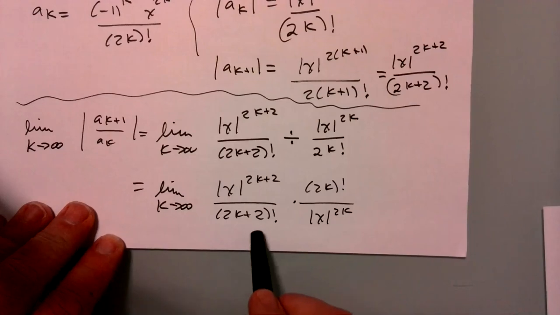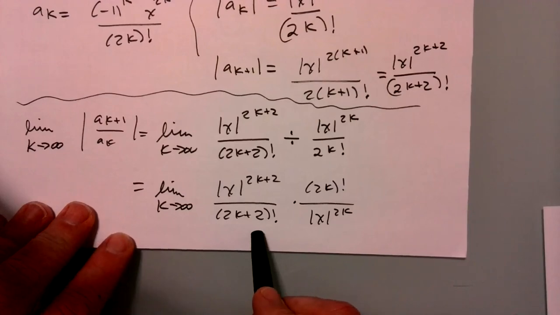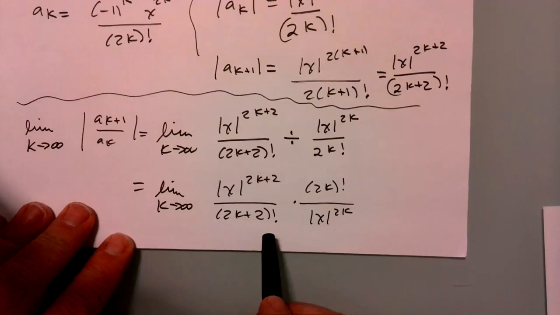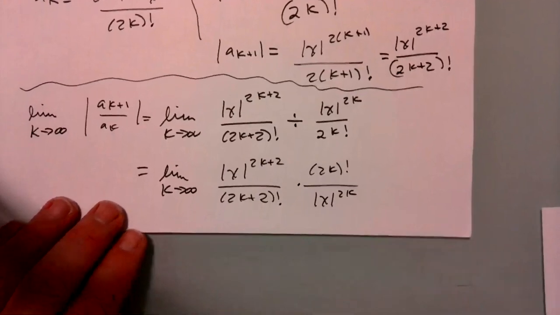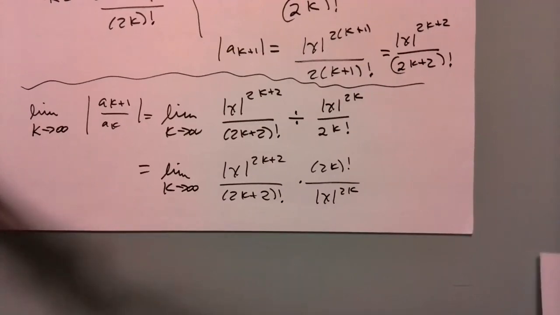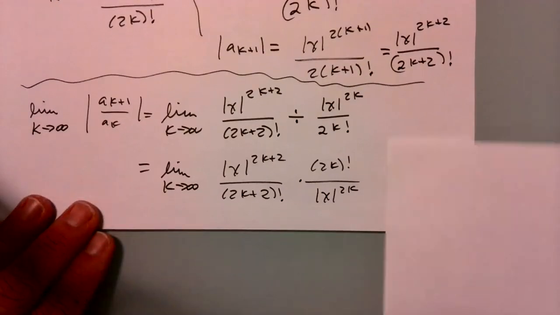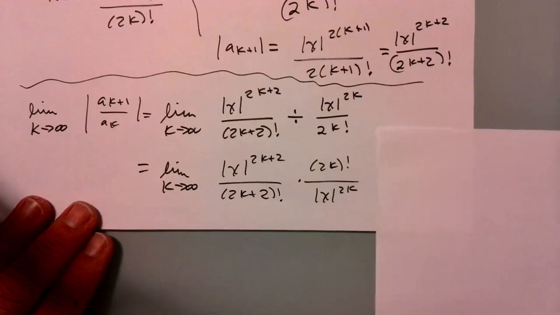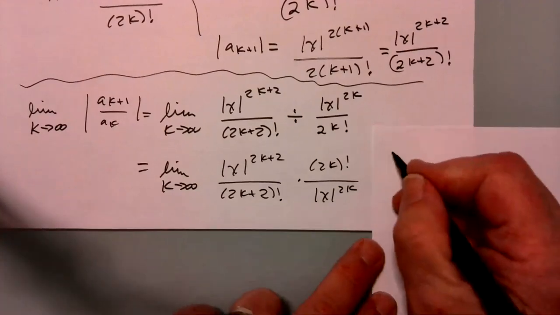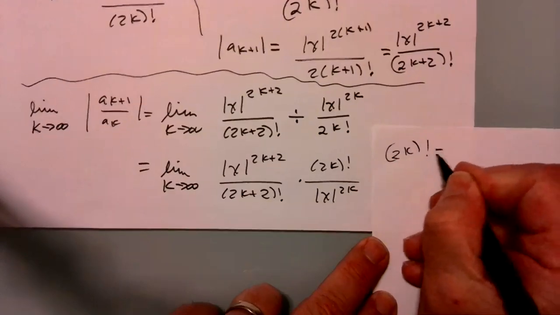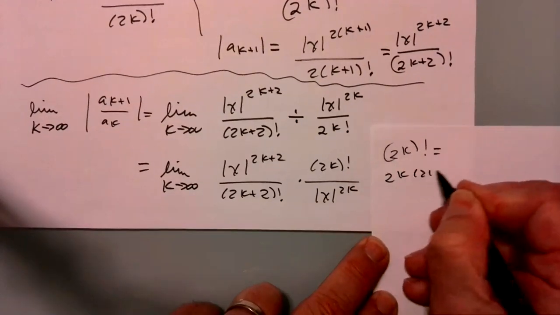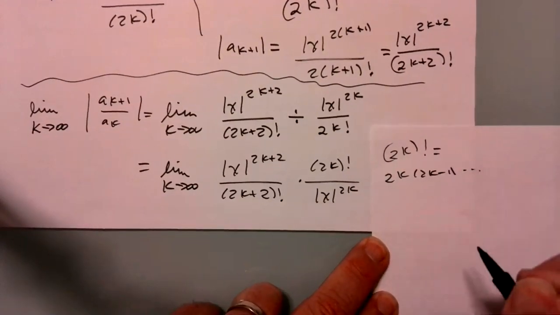Now think about what 2k plus 2 factorial means. It's 2k plus 2 times 2k plus 1 times 2k times 2k minus 1, etc. So maybe I need to show you that if I can. So just to think about this for a second, 2k factorial means 2k, 2k minus 1, dot, dot, dot, 3, 2, 1.